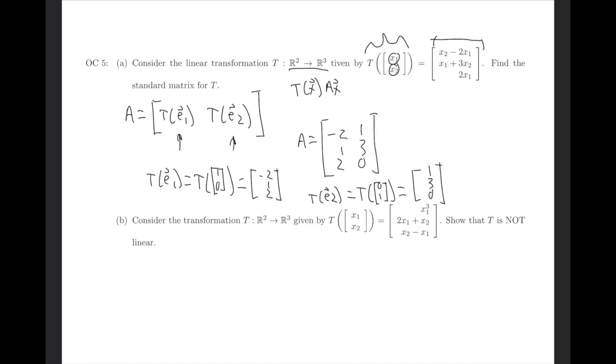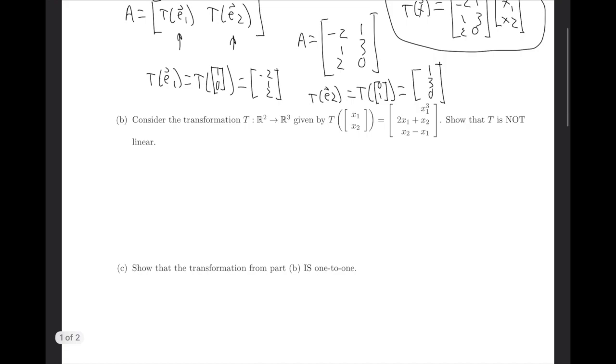So our transformation T of X is going to be equal to A times some X vector, and this X vector is going to be X1, X2. That's going to be our transformation.